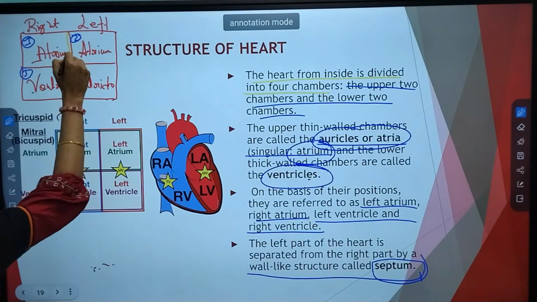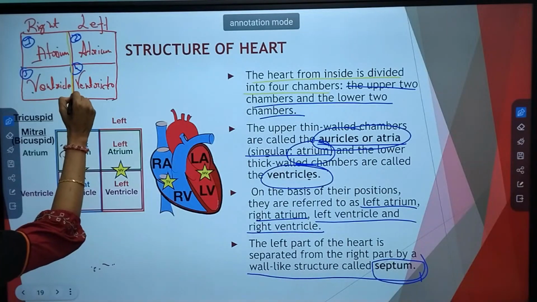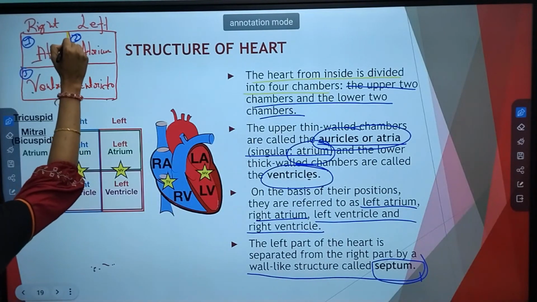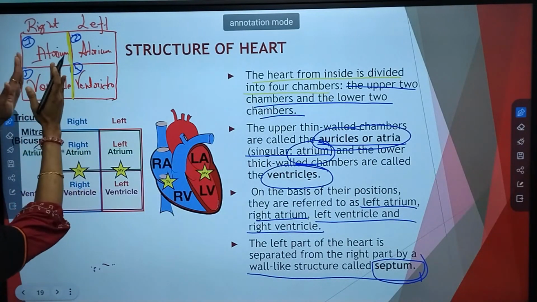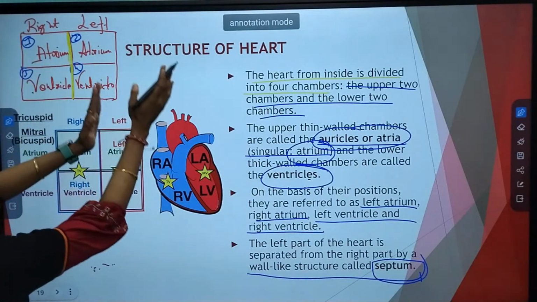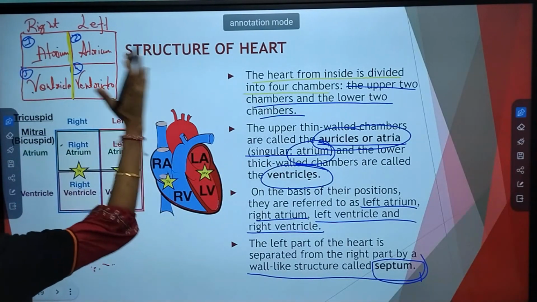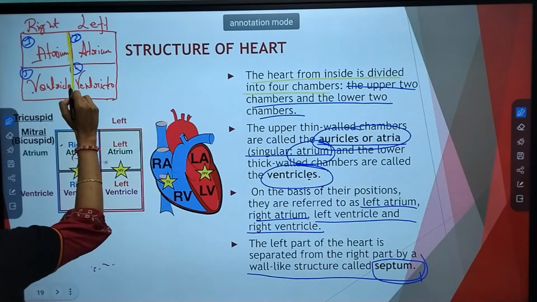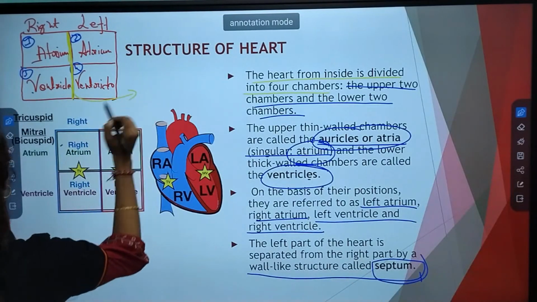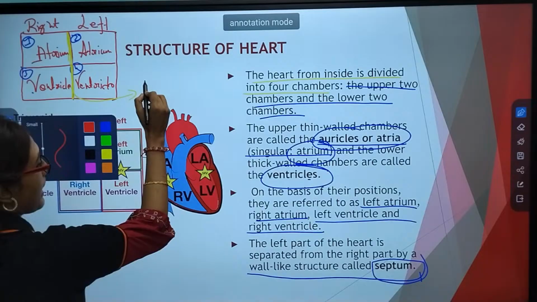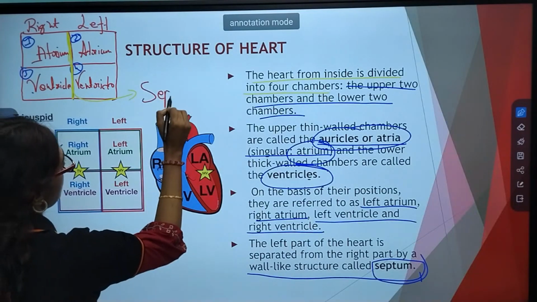This portion, this separation, is a wall-like structure which keeps the right side and left side. They do not let this mix up. This part is known as what? This part is known as septum.